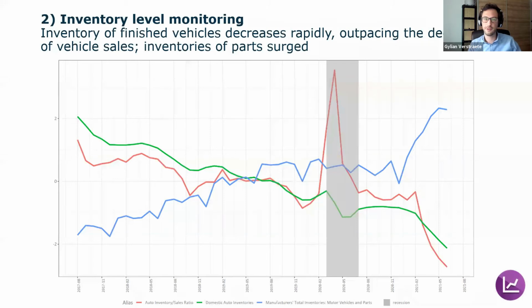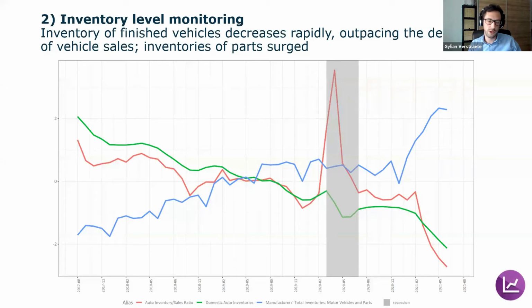What's next is the levels of inventory in the automotive supply chain. Here we have two main variables. Our first variable, the green variable, is the domestic auto inventories. So how many finished new cars are in inventories at dealers or at the OEMs.